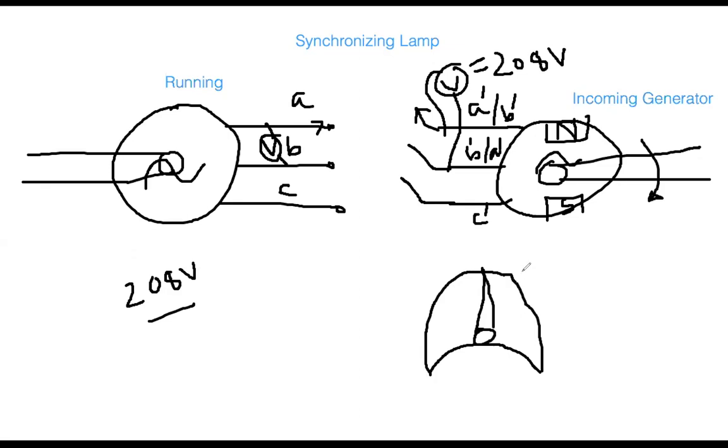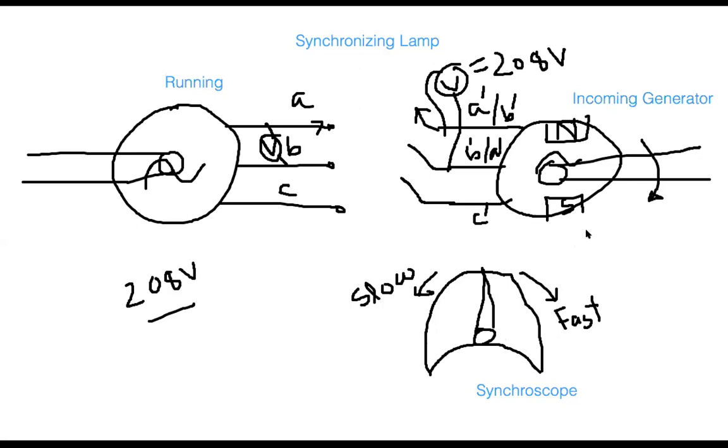So this is a pointer. This side is fast, and this side is slow, and this is called the synchroscope. Let me write that down. Yes, it is called the synchroscope. Synchroscope means this is a device to understand the frequency. So therefore, this is a device.